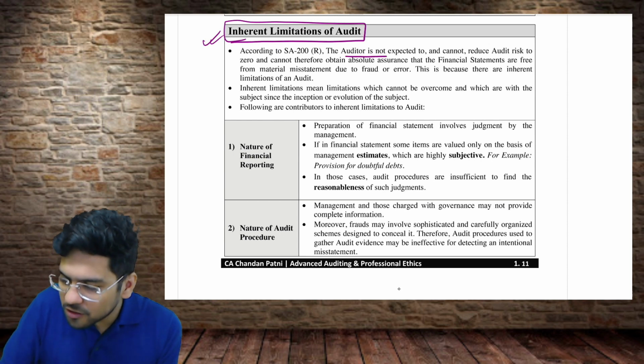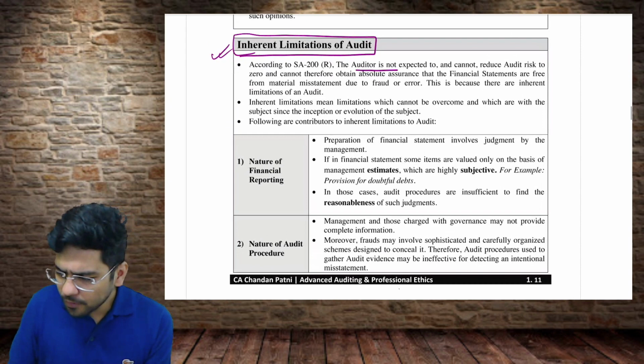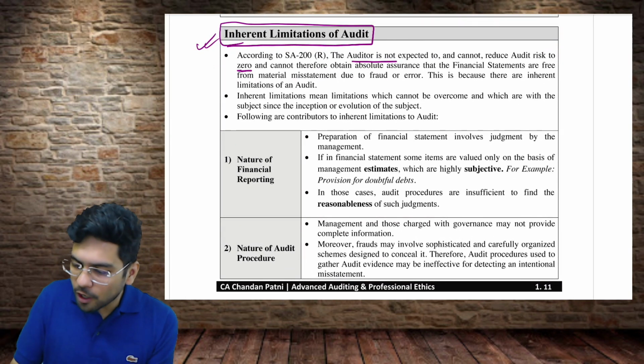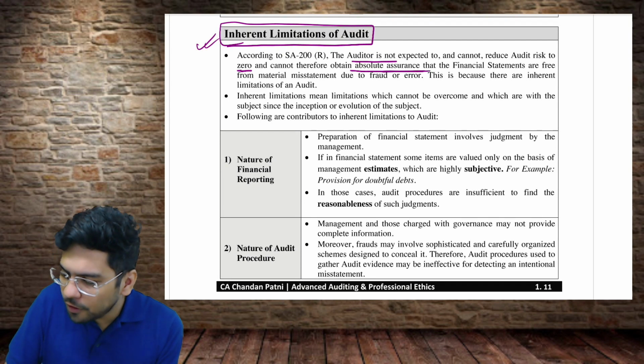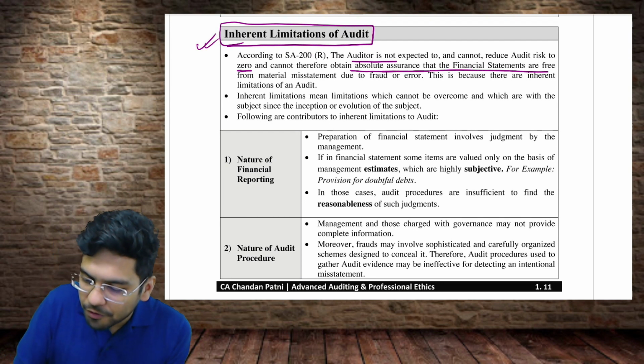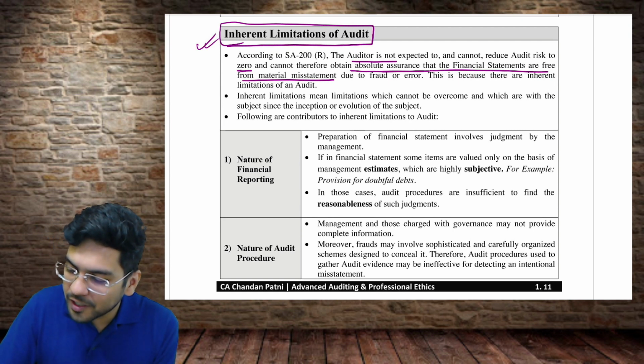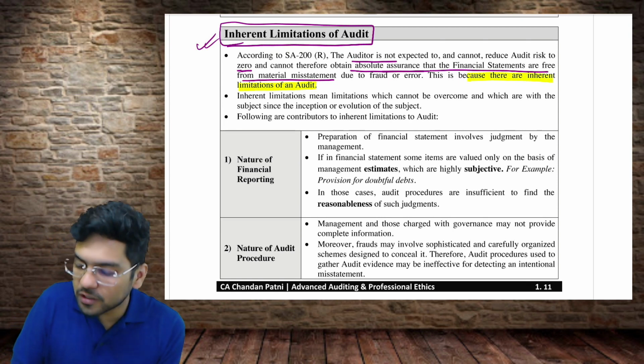It says the auditor is not expected to and cannot reduce audit risk to zero, and therefore cannot obtain absolute assurance that financial statements are free from material misstatement due to fraud or error. Why? This is because there are inherent limitations to the subject of audit.